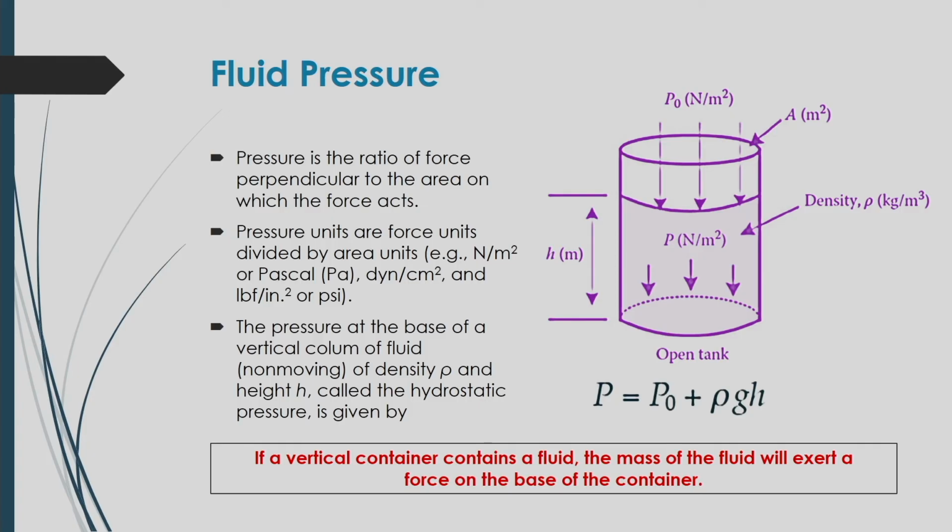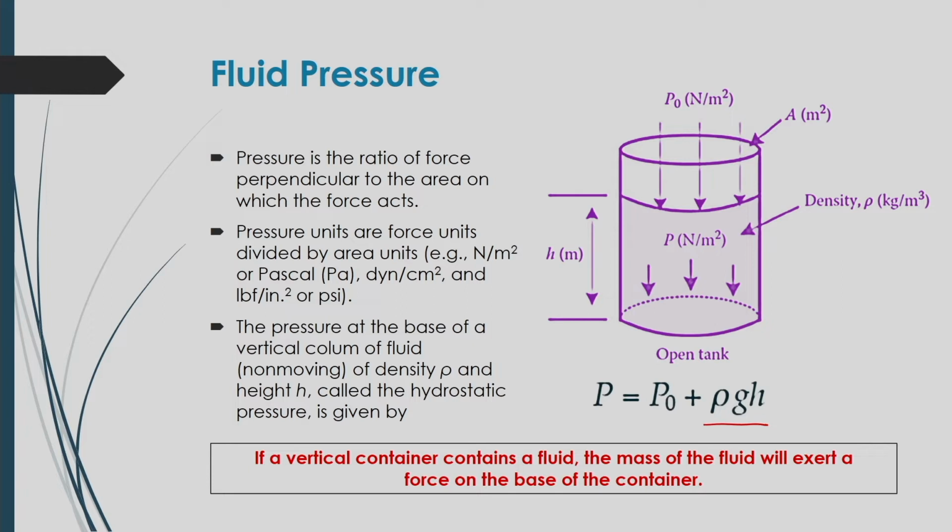Now, the pressure at the base of a vertical column of fluid that is not moving and whose density has a certain value, denoted by rho, and the fluid height is h, then the pressure exerted by this particular height of liquid in the container of that particular density will be regarded as the hydrostatic pressure, and it can be defined as rho g h.